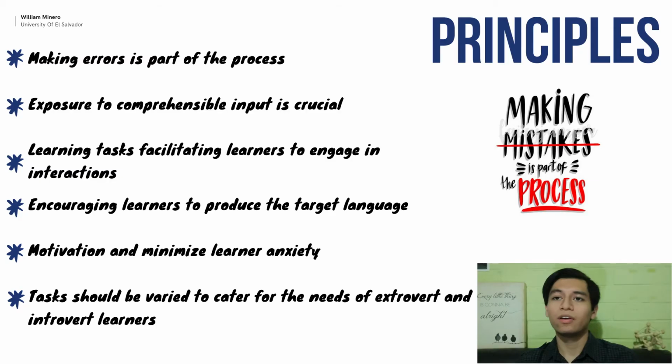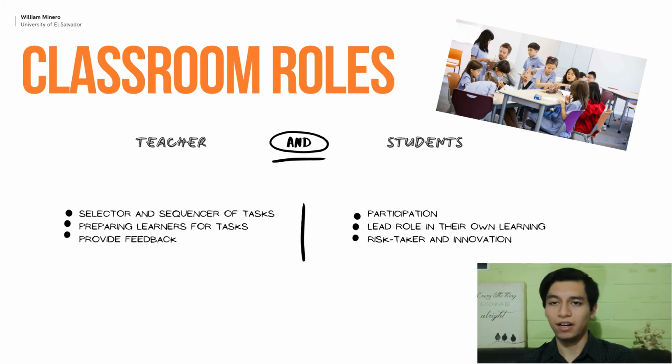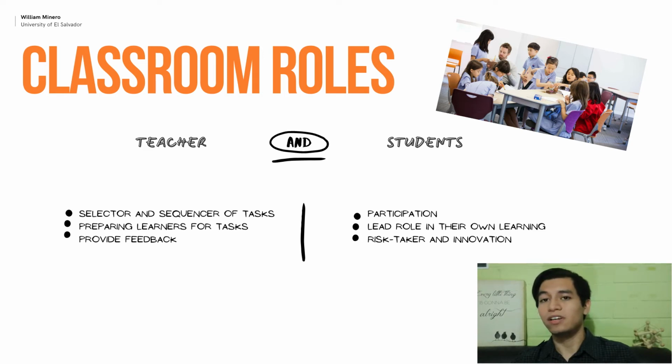strengths. Moving forward to classroom roles, we have the teacher roles: selector and sequencer of tasks. Teachers can assign tasks based on students' characteristics, preparing learners for tasks. Before the task completion, teachers familiarize the class with topic-related words and phrases, give instructions, brainstorm, provide ideas, clarify doubts, and motivate learners to achieve the goal, of course. Provide feedback. After the activity is accomplished, the teacher may provide feedback about the learner's language accuracy.